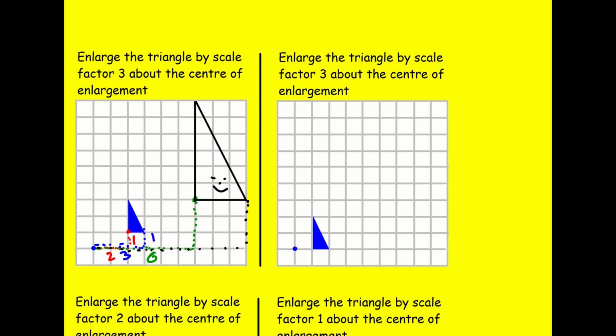And you can do it if you want to do it for the last one. Maybe I'll go along 2 and up 3, times them by... I just ran out of colors here.